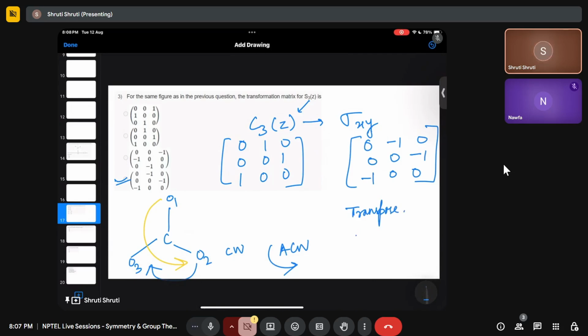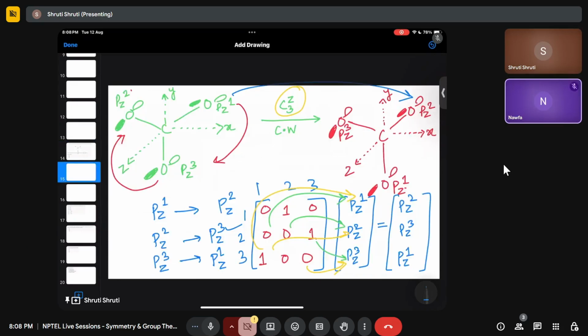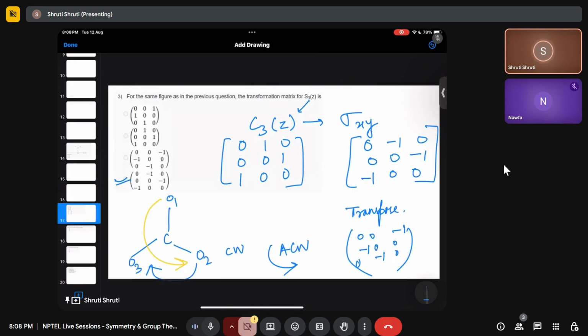Isn't this transpose? 0, 0, minus 1, then 0, 0, minus 1, then minus 1, 0, 0, then 0, minus 1, 0. So if I do transpose of D, it will become C. So they might have taken, which rotation have we taken? We have taken clockwise, no? We have taken clockwise. They have taken anti-clockwise rotation maybe. That's why the answer is C. Okay, ma'am.